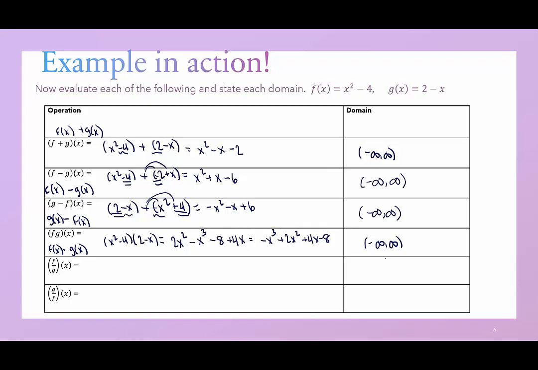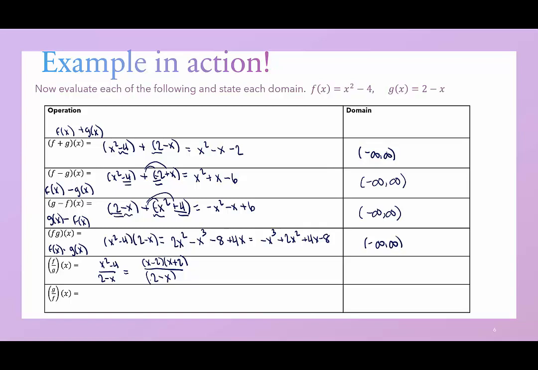Last up on the list are our quotient functions. First up, we have f over g. f is x squared minus 4, and g is 2 minus x. Okay, wait. We do have that quadratic, and that quadratic can be factored. x squared minus 4, that's a difference of squares. A difference of squares will factor into root minus root times root plus root, divided by 2 minus x. Now, I'm kind of getting ahead of myself here. Before we simplify, factoring is fine.